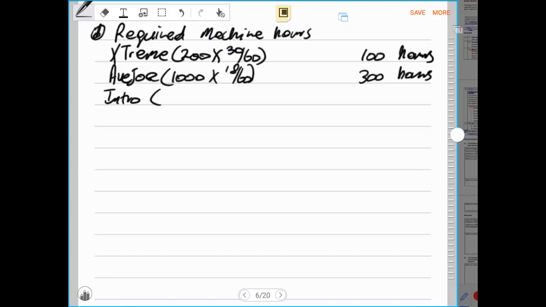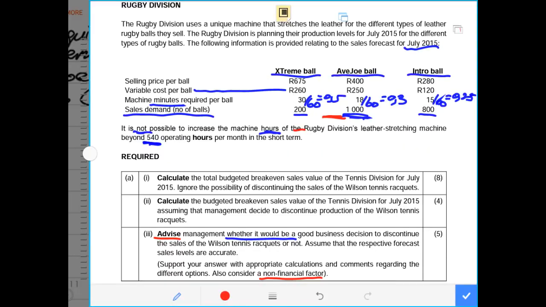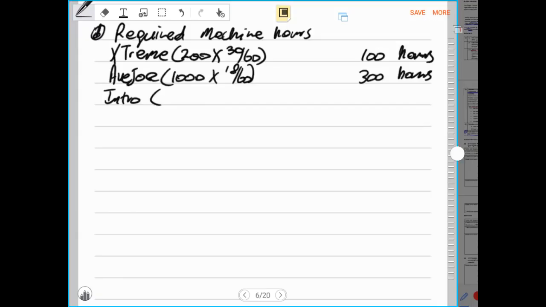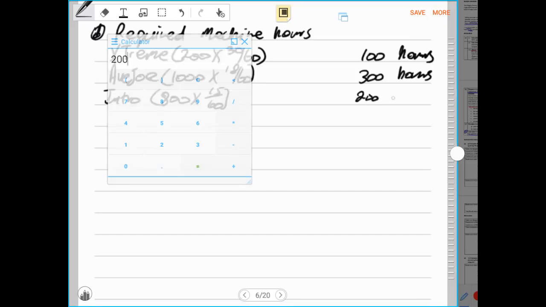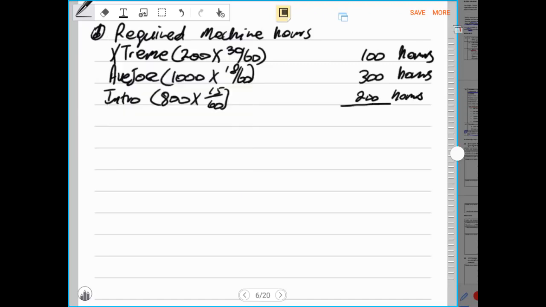Intro: we want to manufacture 800 units, and it takes 15 minutes to complete 1 unit. So if it takes 15 minutes, which is 15 over 60, how many hours do we need to complete these 800 units? 800 times 0.25 will give us 200 hours. So it means we require 200 hours to complete the 800 units.